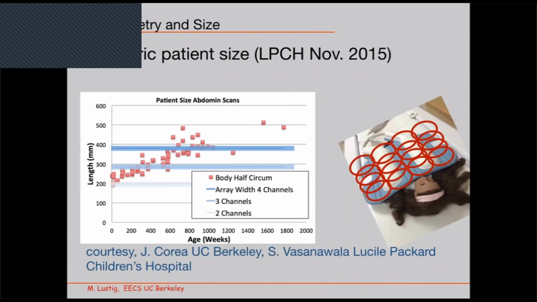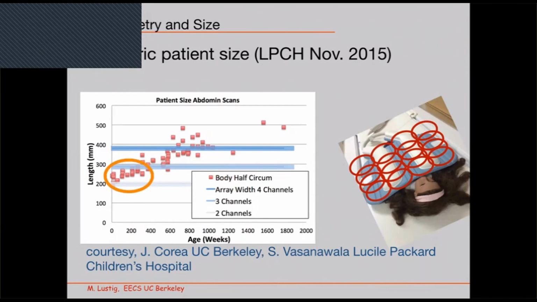But if you look at the size of a child versus age, you see that their length increases with age. And if you look at the effective number of arrays that are actually seeing the child, for really small kids you would have maybe 2 channels. For more, you have like 3 channels. As the child grows, you have more channels that you can actually use because the body is bigger.